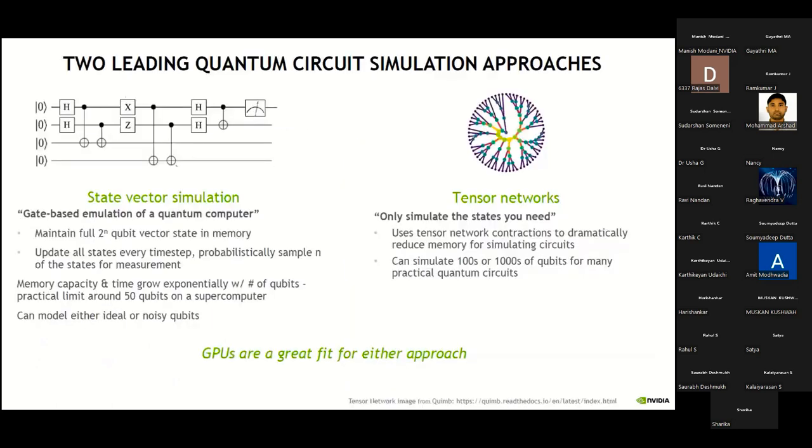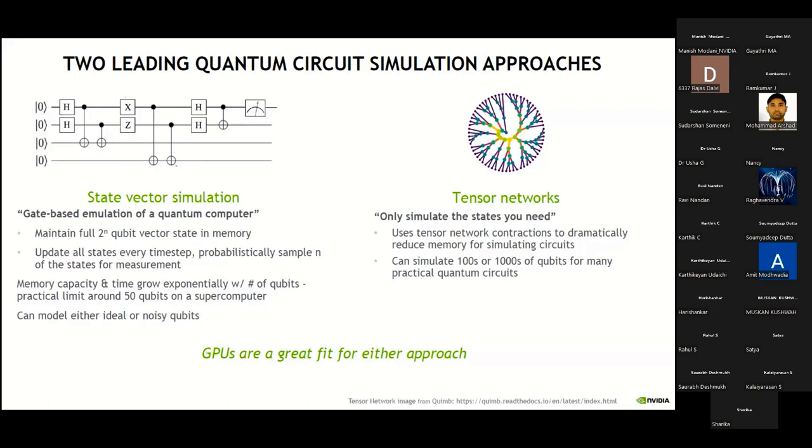Mostly two leading approaches, state vector simulations and tensor network. State vector simulation maintains all the qubits' states in memory. So it is quite deep, and that's where it needs significant memory. With that, we are able to go up to 50 qubits using state vector simulations, right? And the advantage is we can model either ideal or noisy qubits. We can introduce noise in these simulators and we can compute those, right?